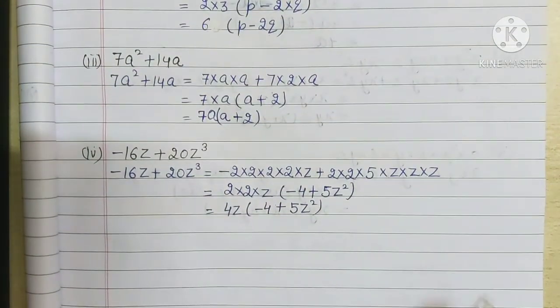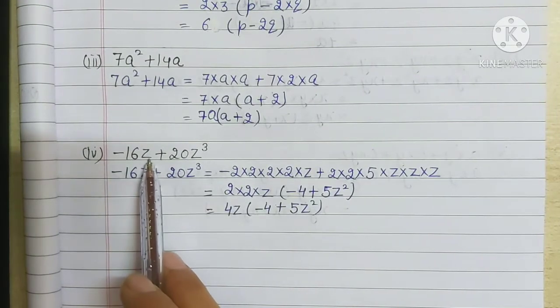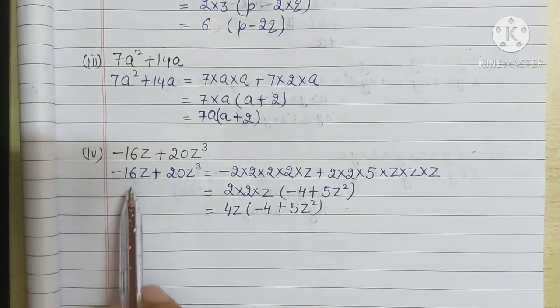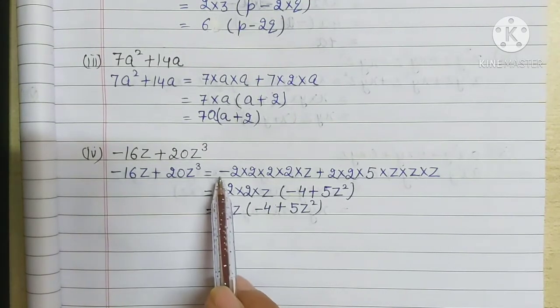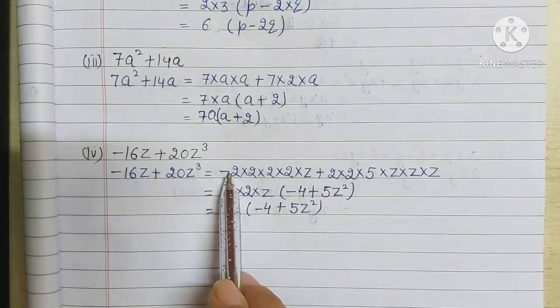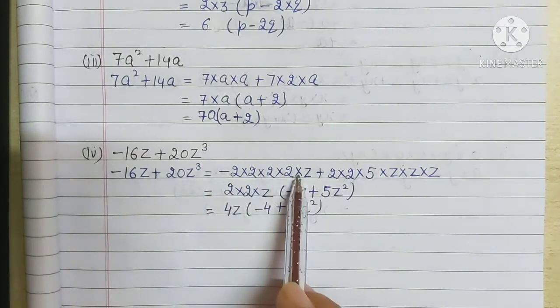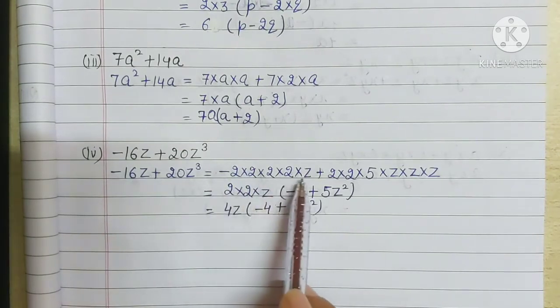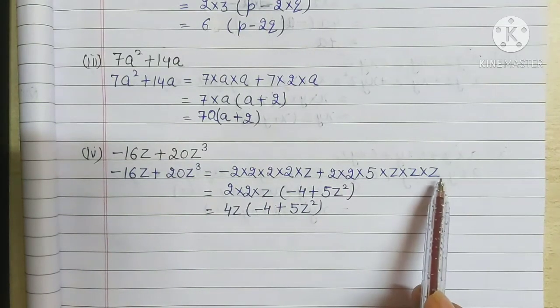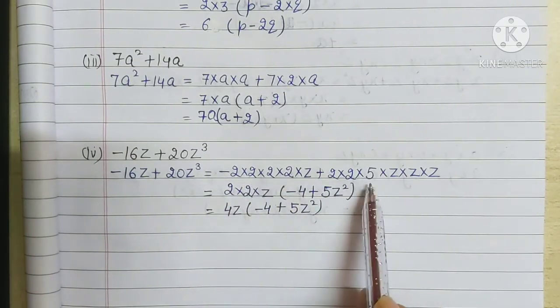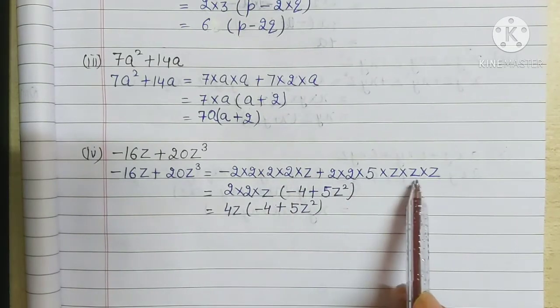Next part. Minus 16z plus 20z cube. So students, as I told you in the previous question, minus 16z you can write as minus 1 multiply 16z, or you can directly write the symbol of minus and then write down the factors of 16: 2 multiply 2 multiply 2 multiply 2, these are the prime factors of 16, multiply z. 20z cube I can write in the irreducible form. Then I will observe what I can take common: 2, 2 and z I can take common.